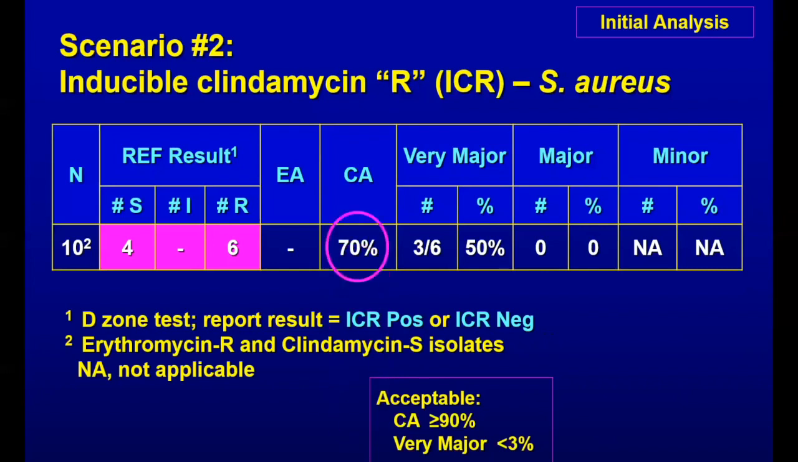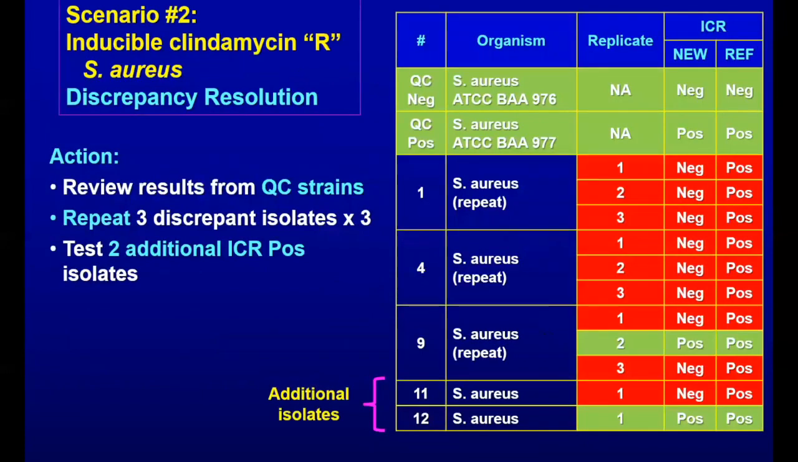Okay, when we did the initial analysis, there was only 70% categoric agreement. Also, 3 out of the 6 isolates that had inducible clindamycin resistance were negative by the ICR test. So this would result in a very major error rate of 50%, which is not acceptable. Okay, so what are we going to do here? We want to look at the isolates that were problematic, and I'm showing you those on the next slide. And here, this is what we're going to do for discrepancy resolution.